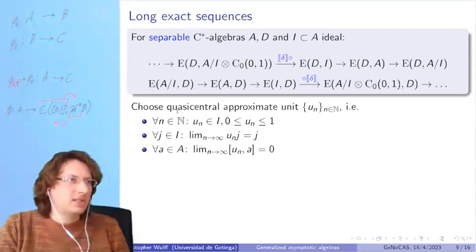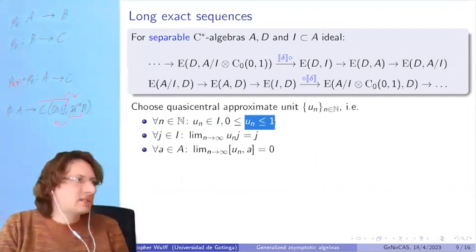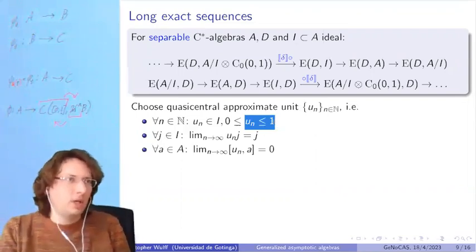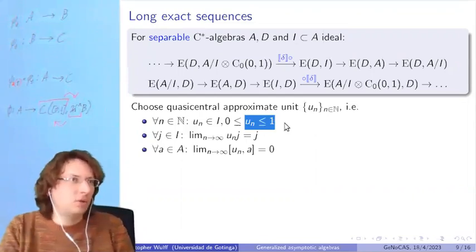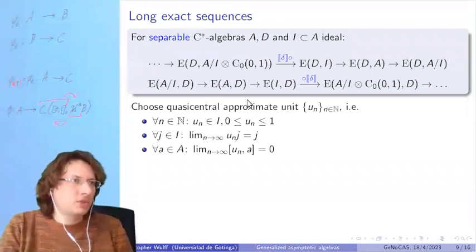So what is a quasi-central approximate unit? Well, in this case, it is a sequence of elements in I. So the u_n are in I. They are all positive elements and they are all less than or equal to 1. So the ideal doesn't have to contain a 1, but if we embed it into a unital C-star algebra, then these u_n should all be less than or equal to 1. And it's supposed to be an approximate unit. So if we multiply u_n with j and let n go to infinity, then we should get exactly j.